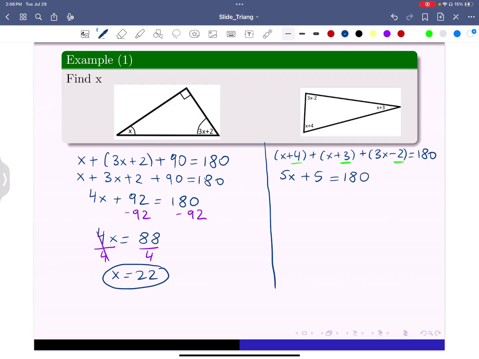First we need to bring the 5 over, so minus 5 on both sides. We have 5x is equal to 180 minus 5, which is 175. Then we divide by 5, so my x is equal to 35.